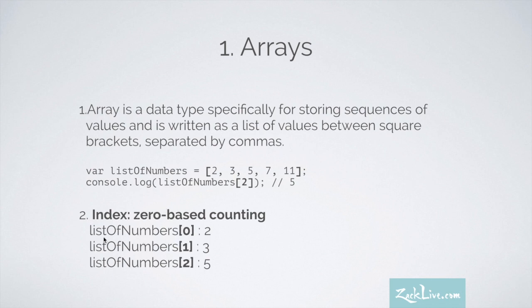So listOfNumbers[0] means 2. That's the first number, which has the index of 0, and then the second number has the index of 1.